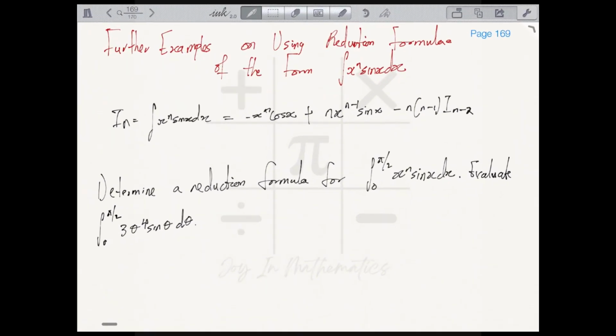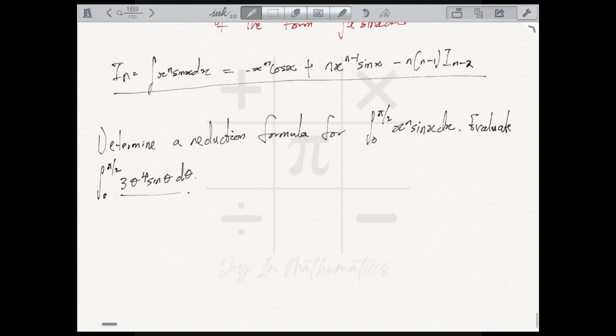In our previous video, we established understanding on using the reduction formula to solve the form x raised to power n sine x dx, and we arrived at this conclusion. Now let us determine a reduction formula for the integral from 0 to pi over 2 of x raised to power n sine x dx, and then we are going to use that expression to evaluate the integral of 3 theta raised to power 4 sine theta from lower limit 0 to upper limit pi over 2.